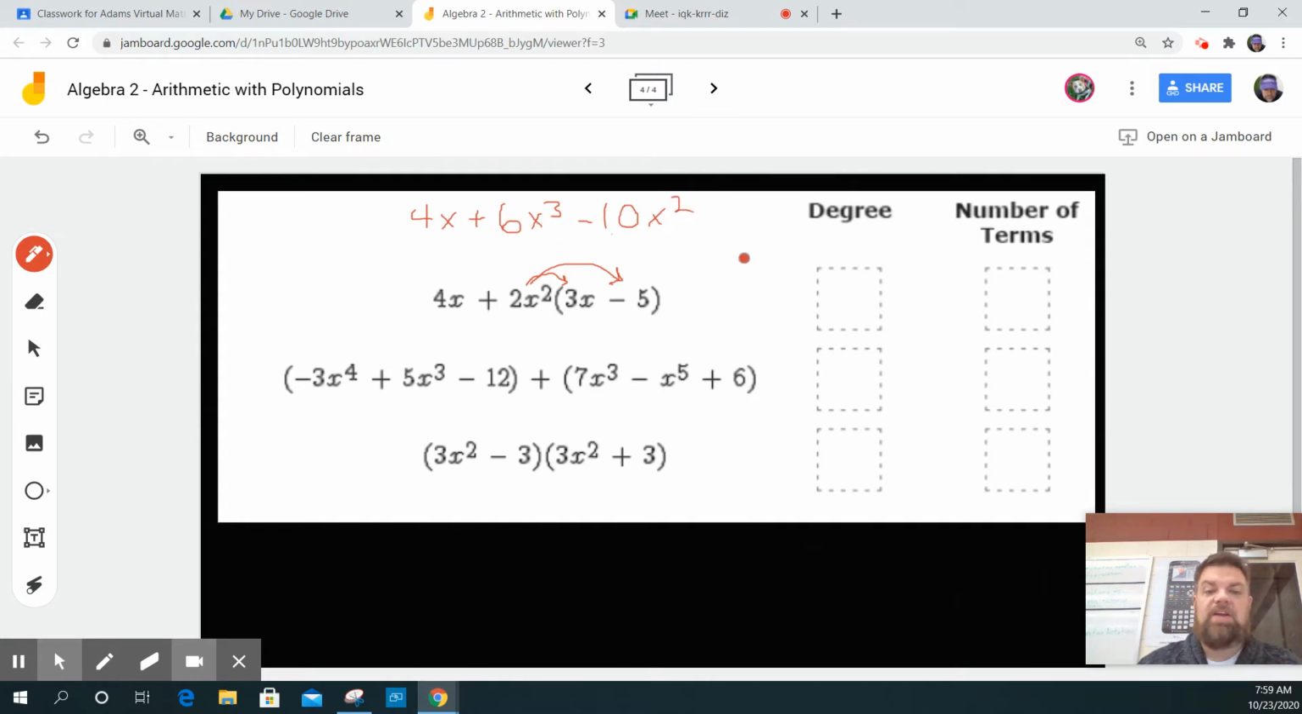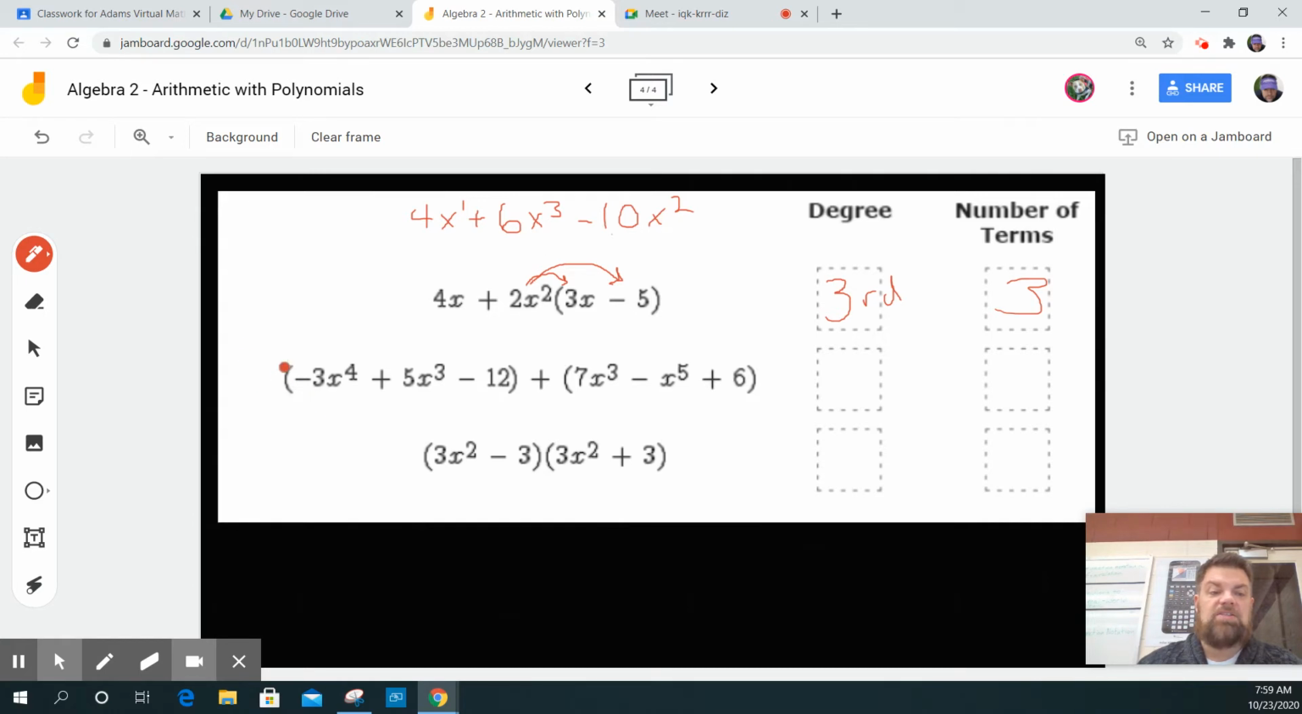So the highest power of x is 3. So this is a third degree polynomial. Okay, third degree. And then the number of terms that I have, since I can't combine anything, I only have 3 terms. Now, sometimes you can simplify things, but this is x. Technically, this is x to the first power. This is x to the third, x to the second.